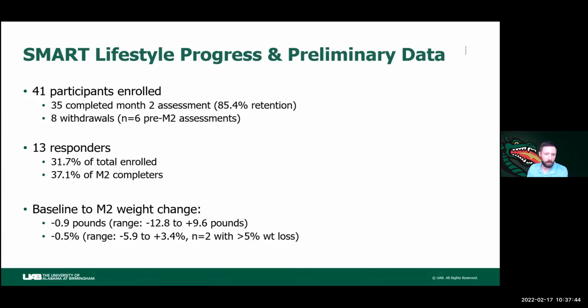We've had 13 responders with our initial set of folks here, and that's actually pretty close to what we predicted. Remember our goal was 33%, and we got about 32% of the total people enrolled, or 37% of those month 2 completers, so we're feeling pretty good.